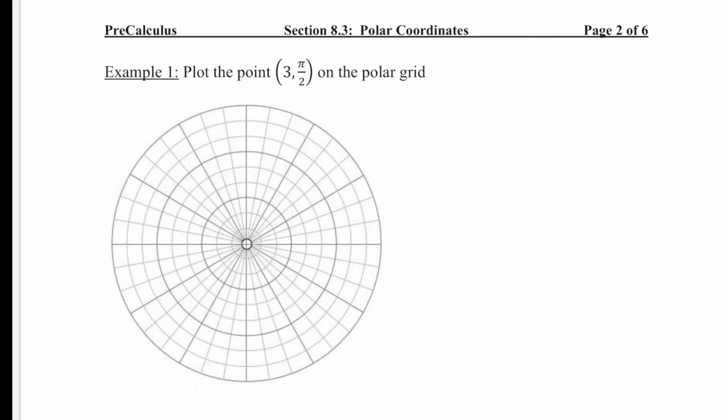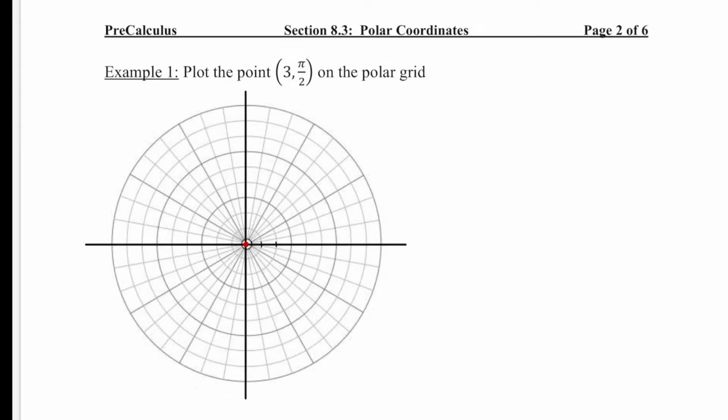Example 1. Plot the point (3, π/2) on the polar grid. They also gave me the polar grid right here. What I'm going to do first is go ahead and draw my polar axes and label them. I have the vertical axis and the horizontal axis. The pole is the intersection of the two axes.